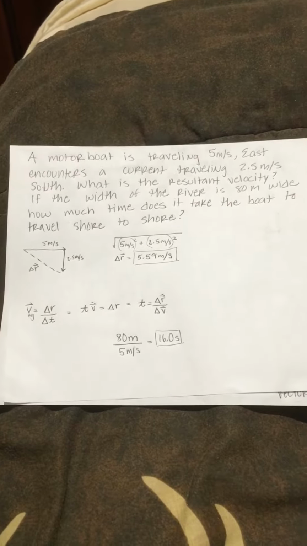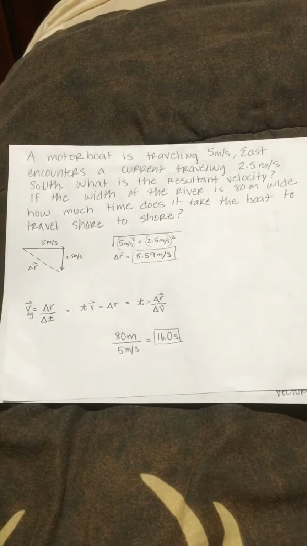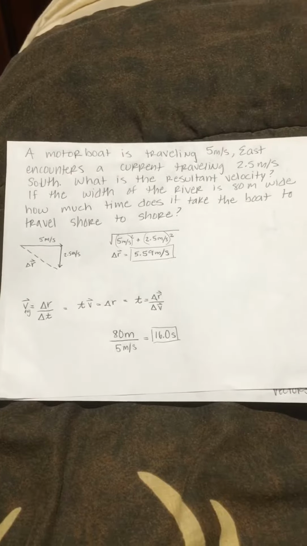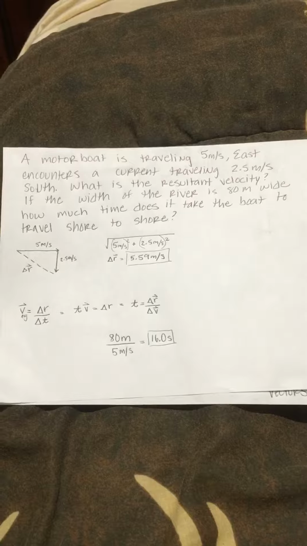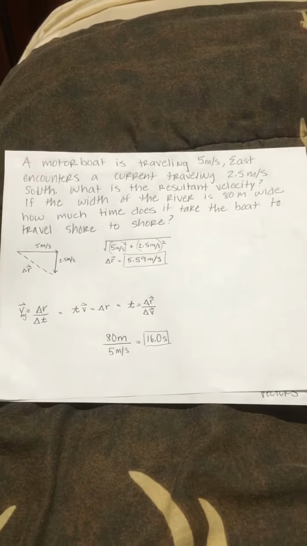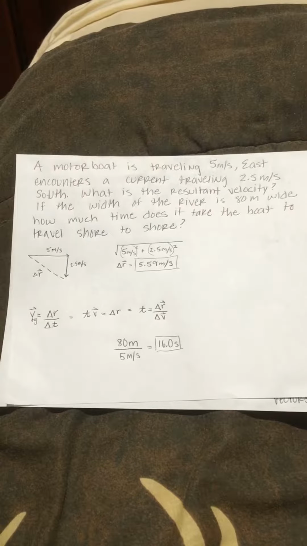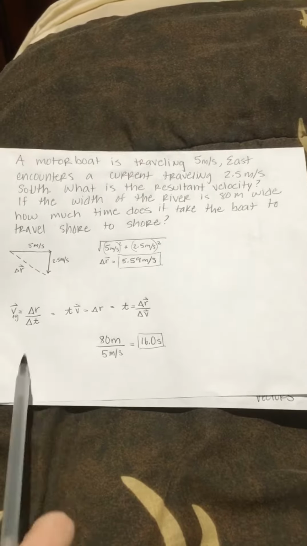Here we are given a problem that states a motorboat is traveling 5 meters per second east, encounters a current traveling 2.5 meters per second south. What is the resultant velocity? If the width of the river is 80 meters wide, how much time does it take the boat to travel shore to shore? So we have two questions we need to answer that are given to us. First, we're going to start with the resultant velocity.